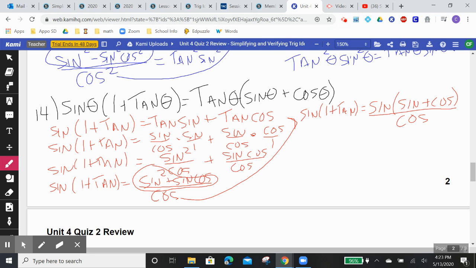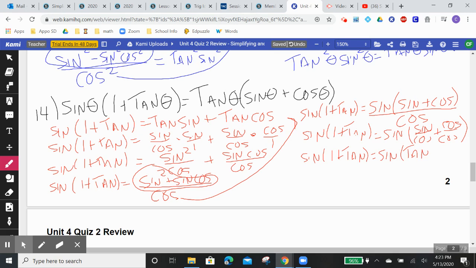Now I see it. I'm sorry. Did not quite see it, but now I do. See, it happens sometimes. I have my sine that I need in my answer. There's my sine. What I'm going to do here is in parentheses, I'm going to separate sine over cosine plus cosine over cosine. And we can do that with addition or subtraction when you have one term in the bottom. Okay. So what does that give us? That gives us sine of 1 plus tan equals sine of, well, guess what? Isn't sine over cosine tangent? And isn't cosine over cosine 1?